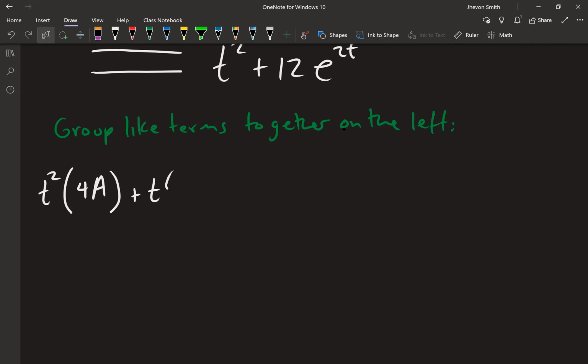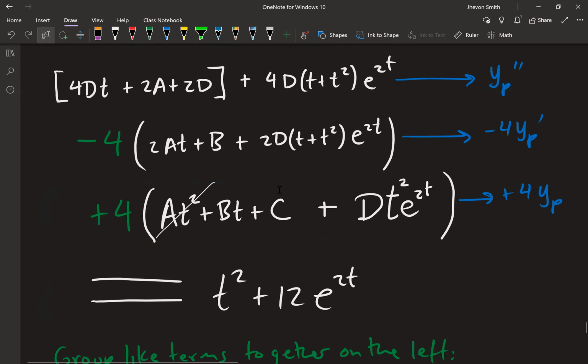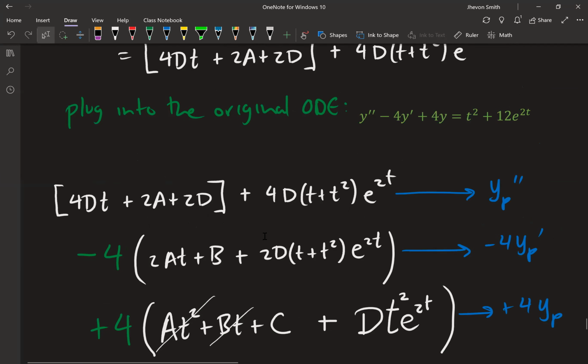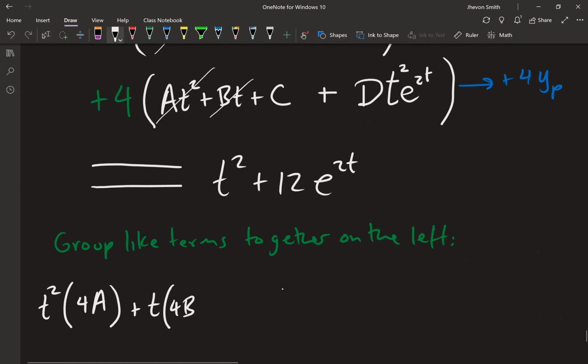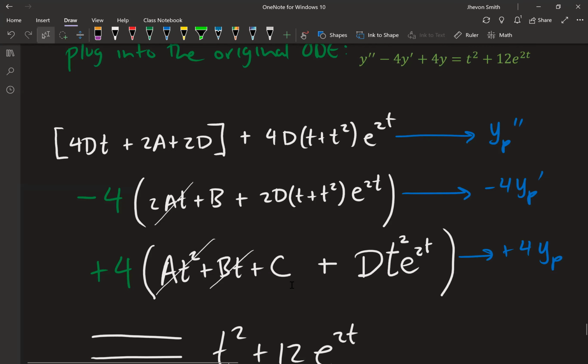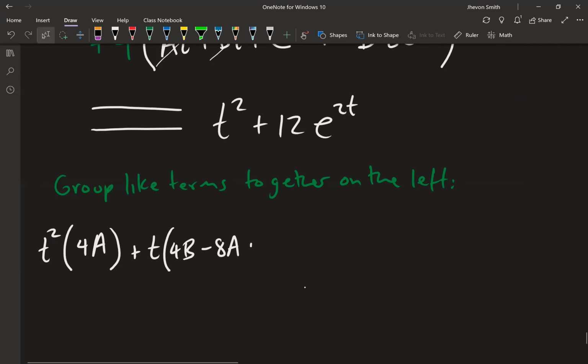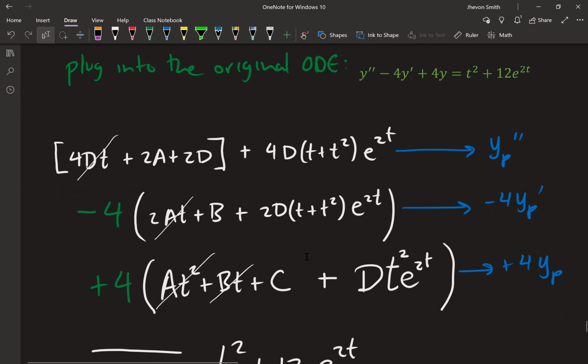Plus, now I'm going to group all the guys that have t's attached to them. I have one here. That's 4bt. I have a t here, minus 8a. I have a t here, plus 4dt. And those are all the t's.